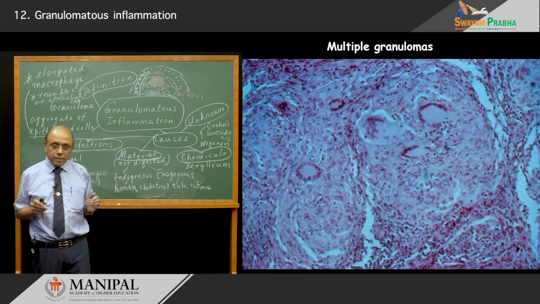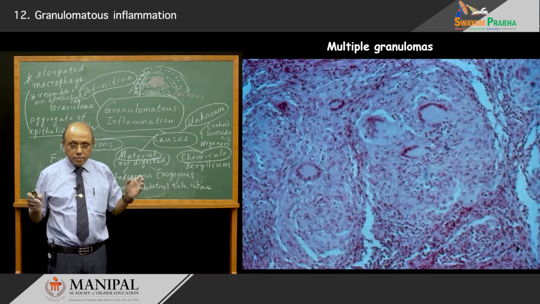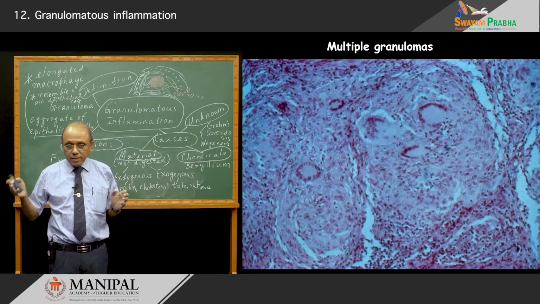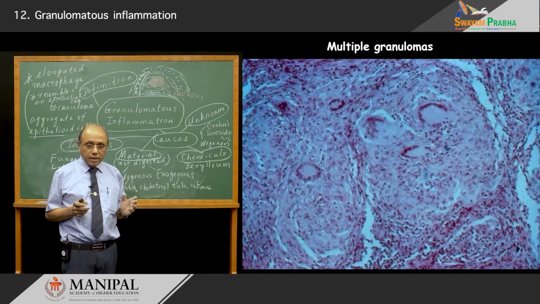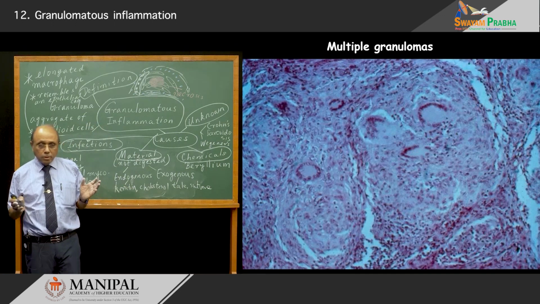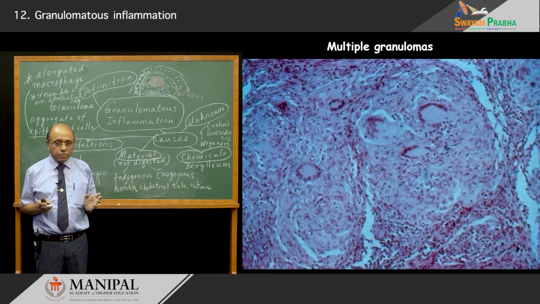Yet again a look at multiple granulomas. Here you see a small granuloma, a medium sized granuloma, and another granuloma. So, there are maybe 3 or 4 granulomas. They all have epithelioid cells, and almost all of them have one or more Langhans type of giant cells.